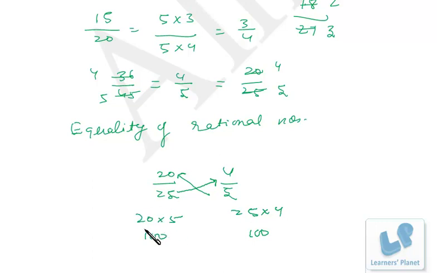If this product is greater, that means this fraction will be greater, right? For example, 4 by 5 and 7 by 8. So it's 4 into 8, and it is 7 into 5. So it's 32, it's 35, right? So this is greater, that means 7 by 8 is greater than 4 by 5.